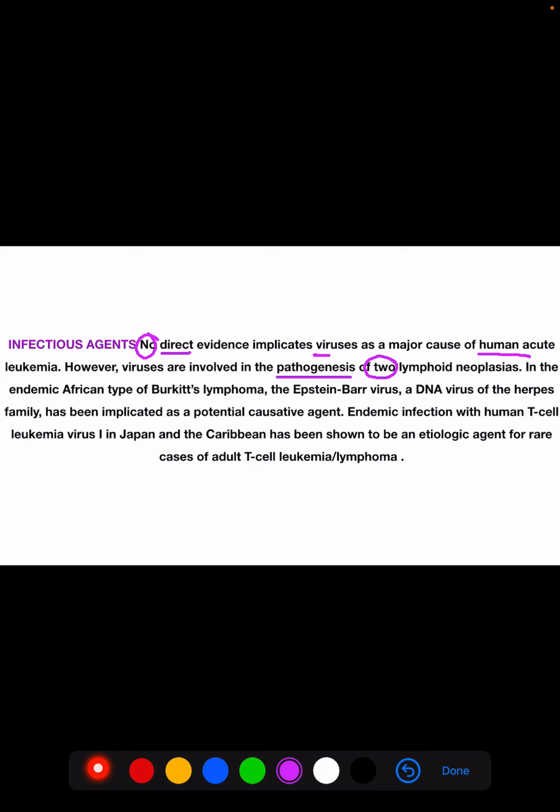If we take the endemic African type of Burkitt's lymphoma, the Epstein-Barr virus, a DNA virus of the herpes family, has been implicated as a potential causative agent. Endemic Africa, Burkitt's lymphoma, Epstein-Barr virus. So this is a DNA virus.